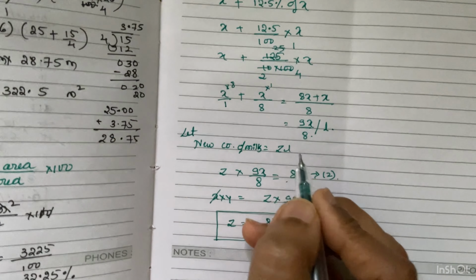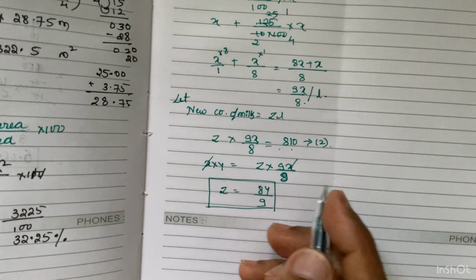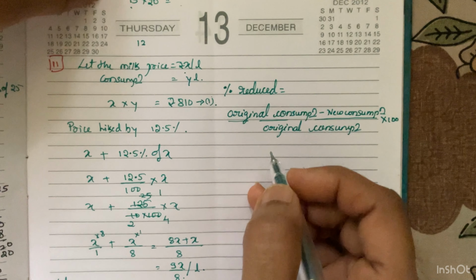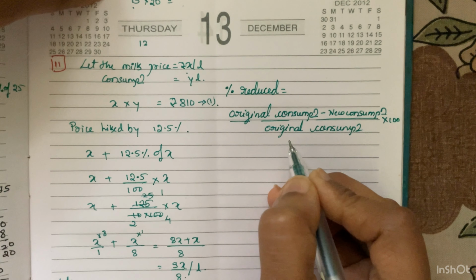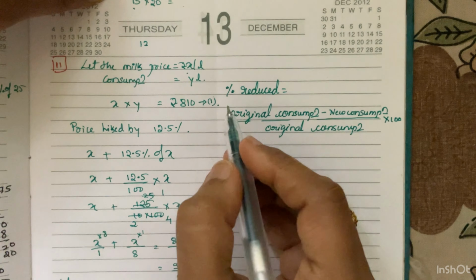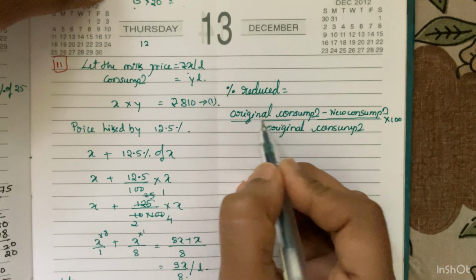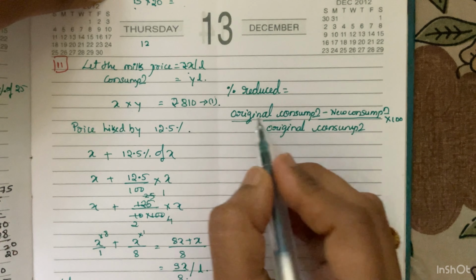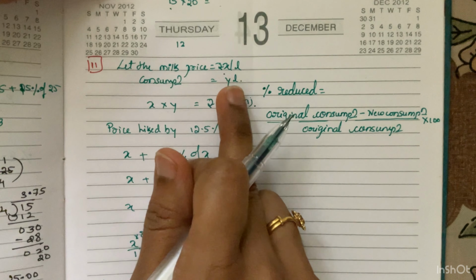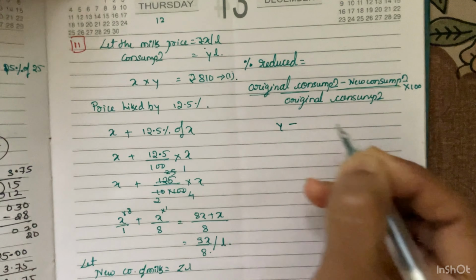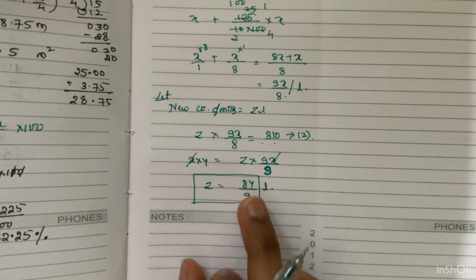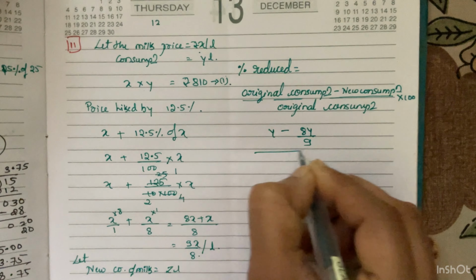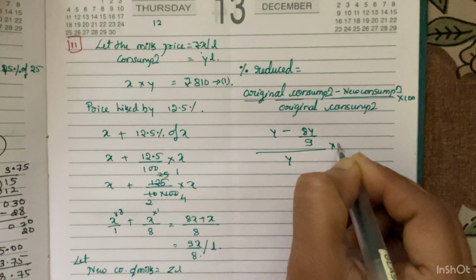Now we come to know that the Z liter value, how much she is taking, is 8y by 9 liter. In the question, the last sentence asks by what percent she reduced her consumption of milk. To calculate the percentage reduced: original consumption minus new consumption, by original consumption, into 100. The original consumption we considered is y, and the new consumption is 8y by 9. Again the original consumption y, into 100.